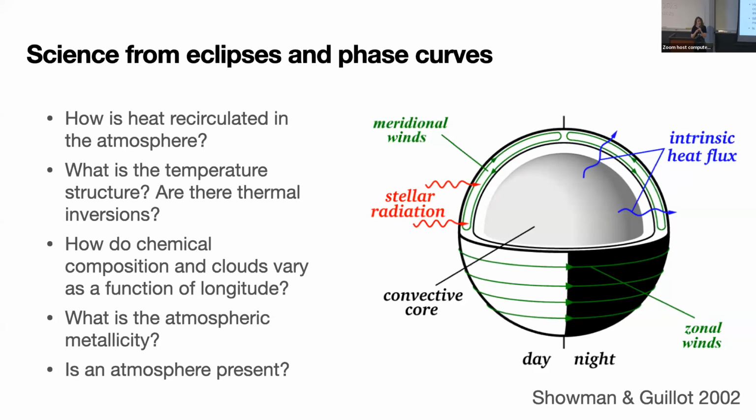What is the chemical composition of the planet, and how does that change with location in the atmosphere? And also what clouds are forming and where are they? What is the overall metallicity and chemical composition of the atmosphere? And finally, for rocky planets, you can use these types of observations to answer the question, do they have an atmosphere at all?